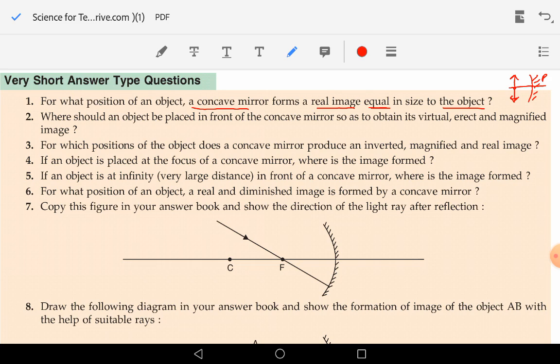So the answer to this question is, what should be the position of the object? That object should be kept at the center of curvature of the concave mirror.